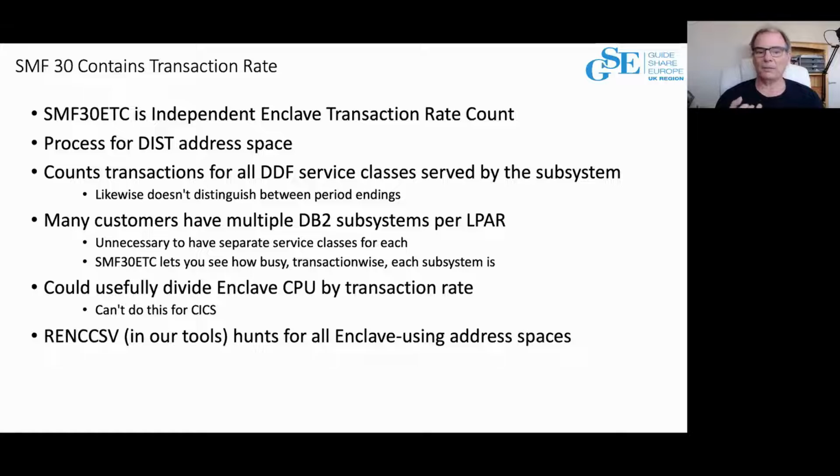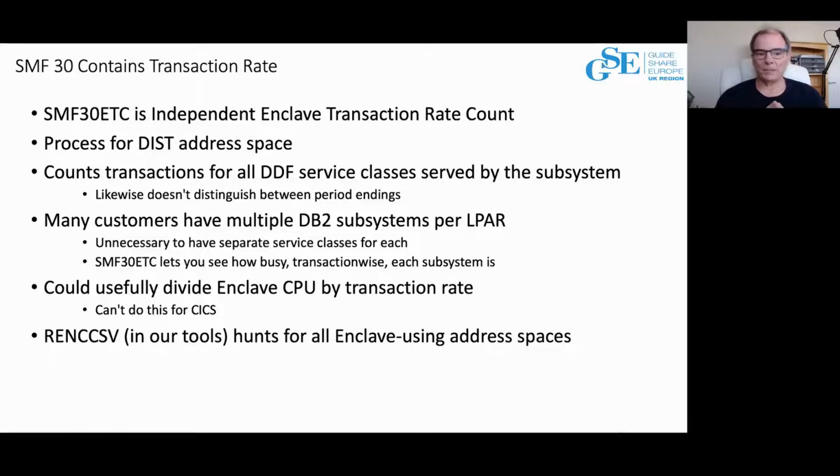It will firstly give you a count of all the enclave transactions, which you can obviously turn into a rate. It will give you the CPU on the enclave for all those transactions, which again, you can turn into a transaction rate. Compare and contrast this with CICS, where the 30 will not tell you anything about transactions at all.